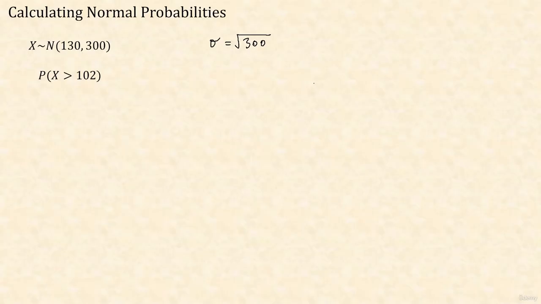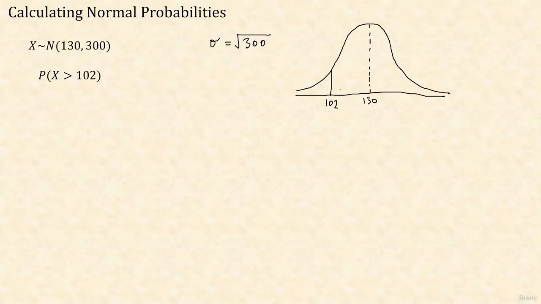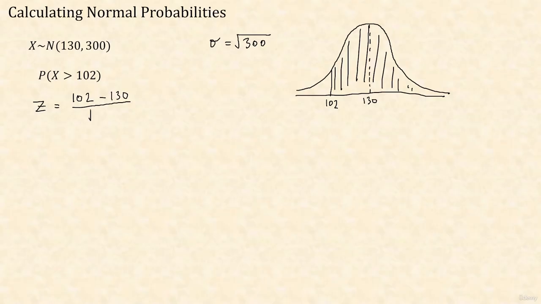The probability that x is greater than 102. So here's our distribution. Here's 130. Here's 102. The probability that x is greater than 102 is this bit here. Okay, let's standardize first. So our z value is going to be 102 minus the mean divided by the standard deviation, which is the square root of 300.